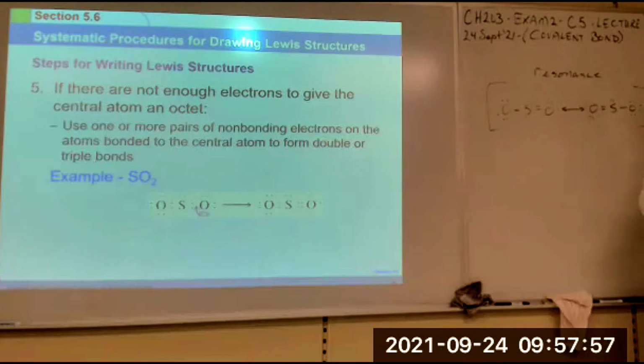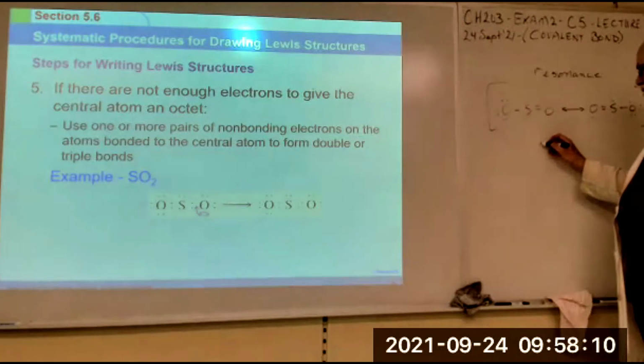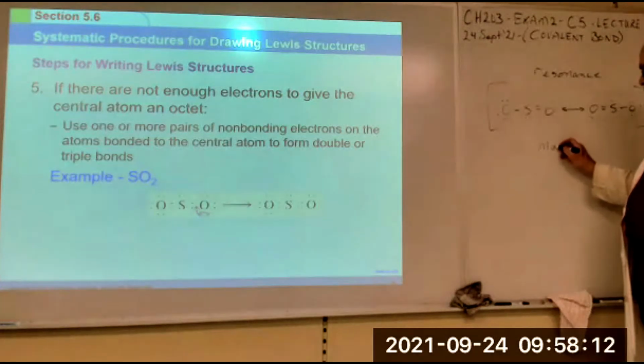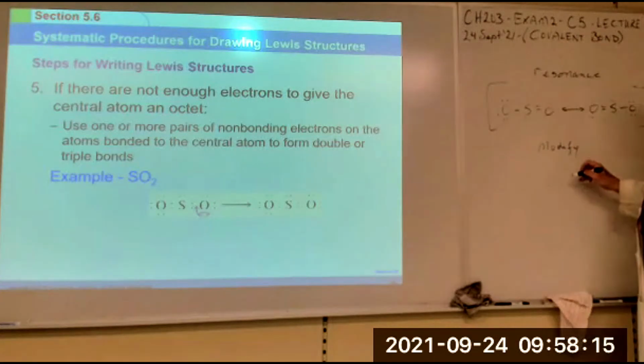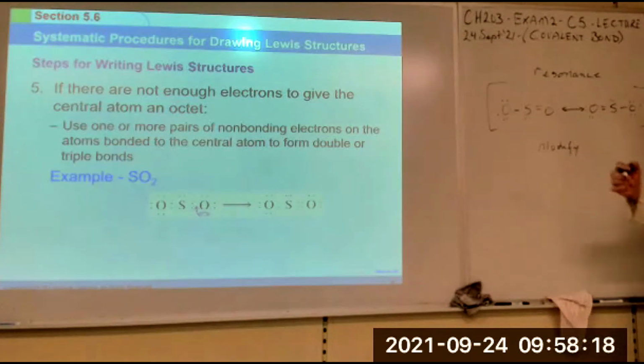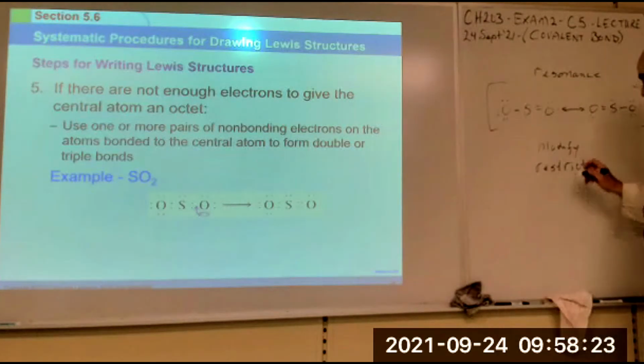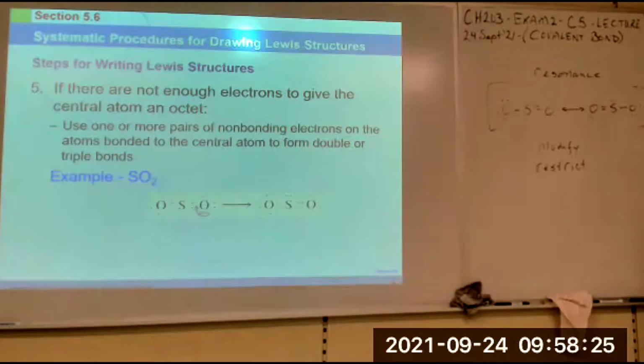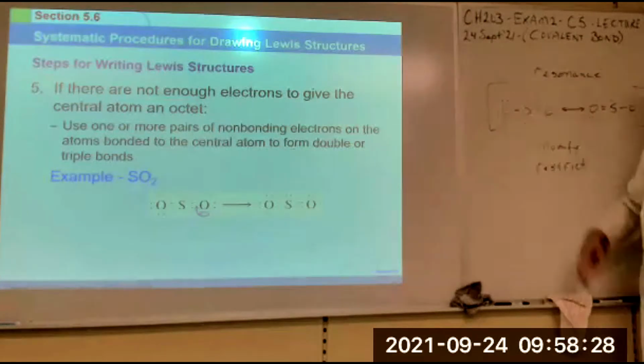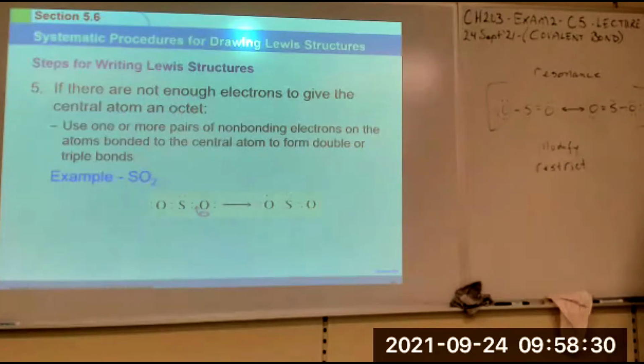Or, what's the other one? Let's see, throw it out, modify it, or, that's gone blank. Let's see. Modify the theory. Oh, I just remembered. Restrict its use. We could say, no, you can't use it there. Won't work, can't use it.